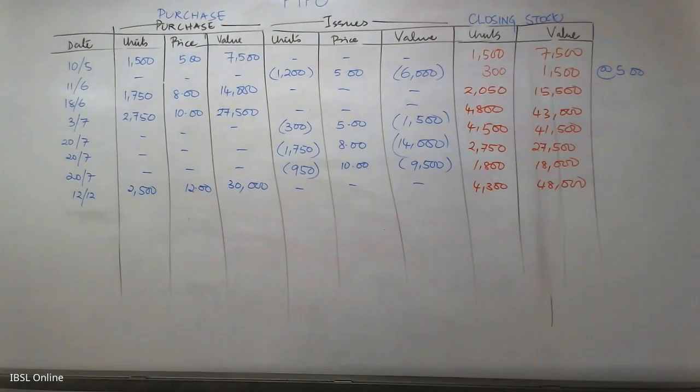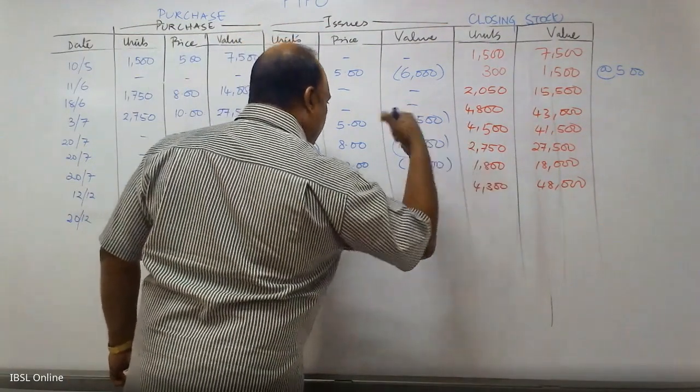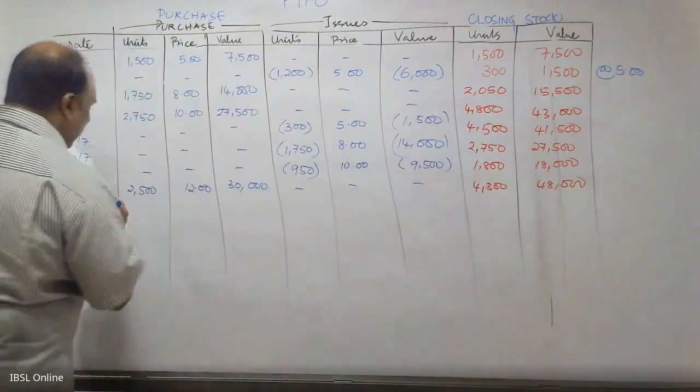Okay. And the last one, an issue of 20th, is it? Yes. 1,300 units. So 1,300 units means I have 1,800 units here. So from that I can issue 1,300 units.